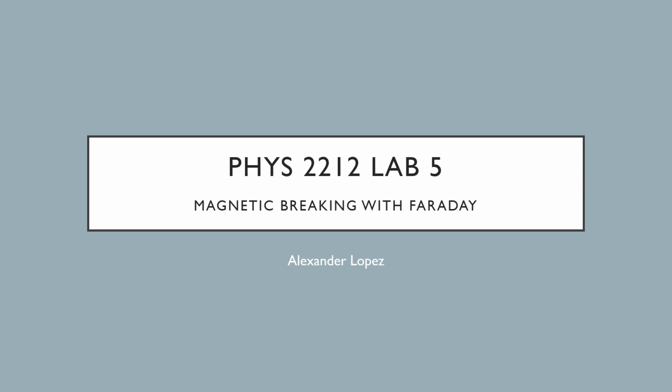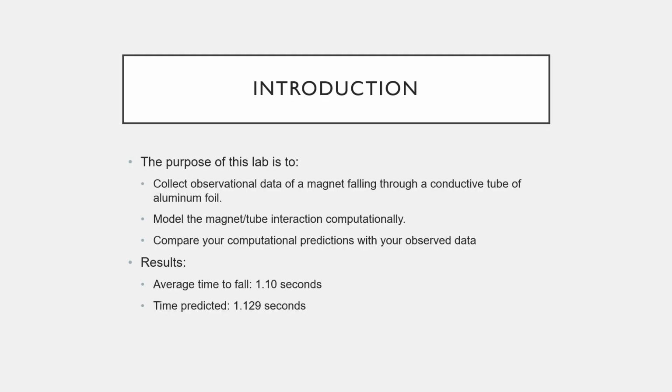This is my lab report for Physics 2212 Lab 5, Magnetic Braking with Faraday. The purpose of this lab is to collect observational data of a magnet falling through a conductive tube of aluminum foil, model the magnet and tube interaction computationally, compare computational predictions with observed data, and preview the results.